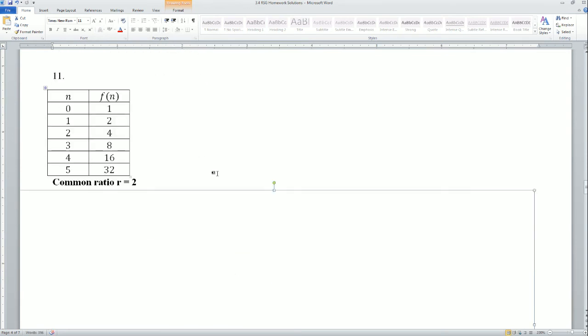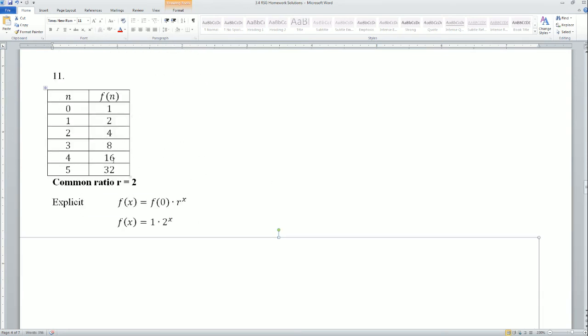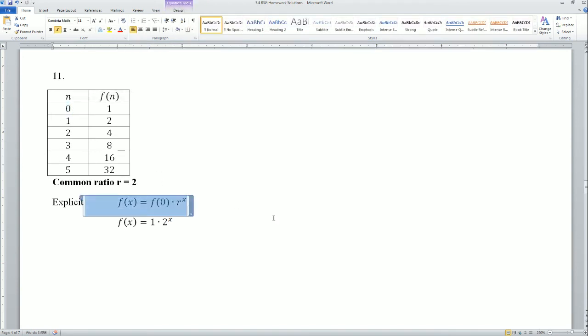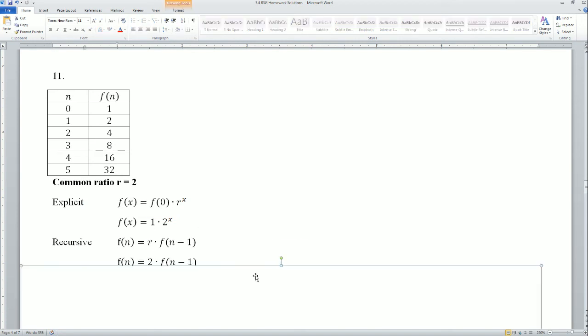11, same process. I fill in that chart. Make sure I got that 0 value. I saw that the common ratio here is 2. I have the 0, so I end up using the 0 term equation. F of 0 times r to the power of x. Substitute in. Okay. Recursive formula. I use the common ratio times the previous term.